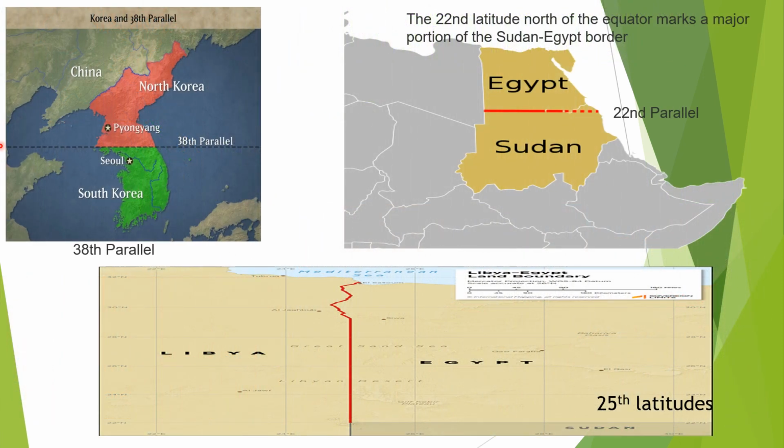And these lines are called the 38th parallel, which divides North Korea and South Korea. This boundary line is very important, and all of you remember this line. The 38th parallel divides North Korea and South Korea. Then the 22nd parallel divides Egypt and Sudan, and the 25th latitude divides Libya and Egypt. Thank you.